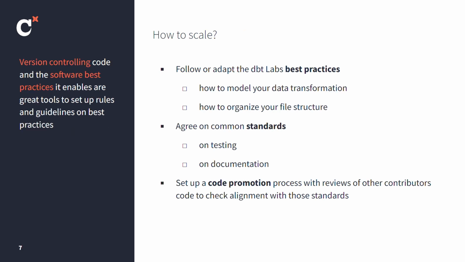So usually, one of the first things to scale is that everybody knows that dbt is the tool for transformation that follows software best practices. So we have version control. We can have CI/CD. So we have a lot of materials at dbt Labs around the guidelines on how you should build your models, how you should put them in different folders, et cetera.